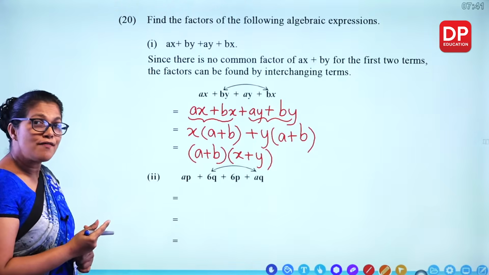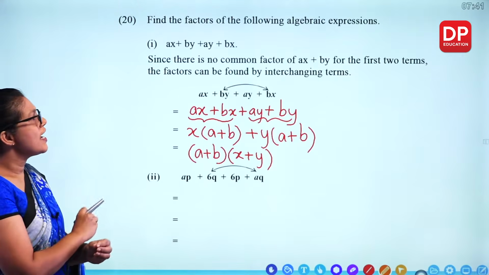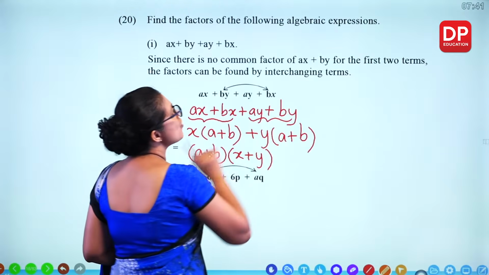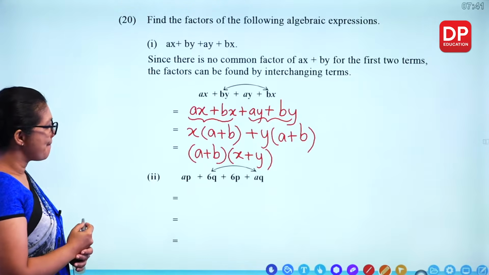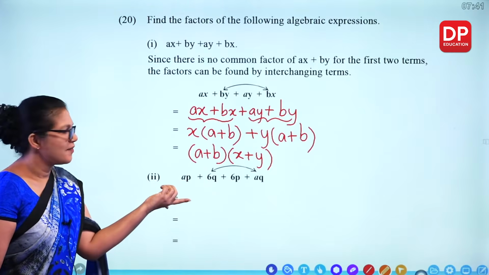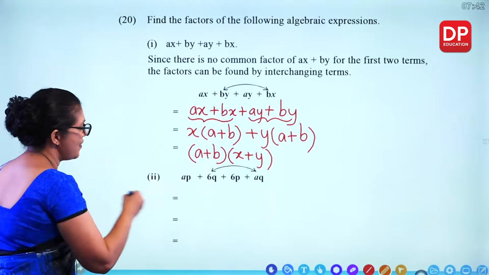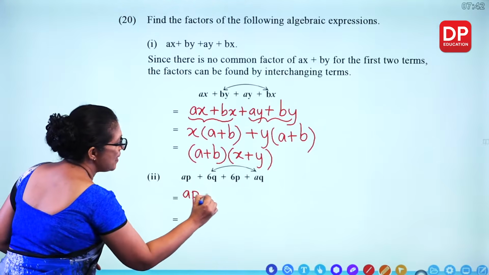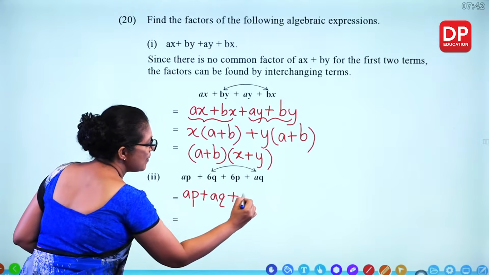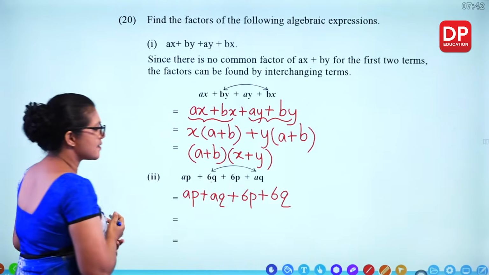So when you can't factorize the first two, what do you do? Interchange the terms. So the factors can be found by interchanging terms. Now here also ap and bq, there are no common terms. So what we do, I can take aq there. So write down that ap plus aq now. This term here and bp already there. And I can write bq last.